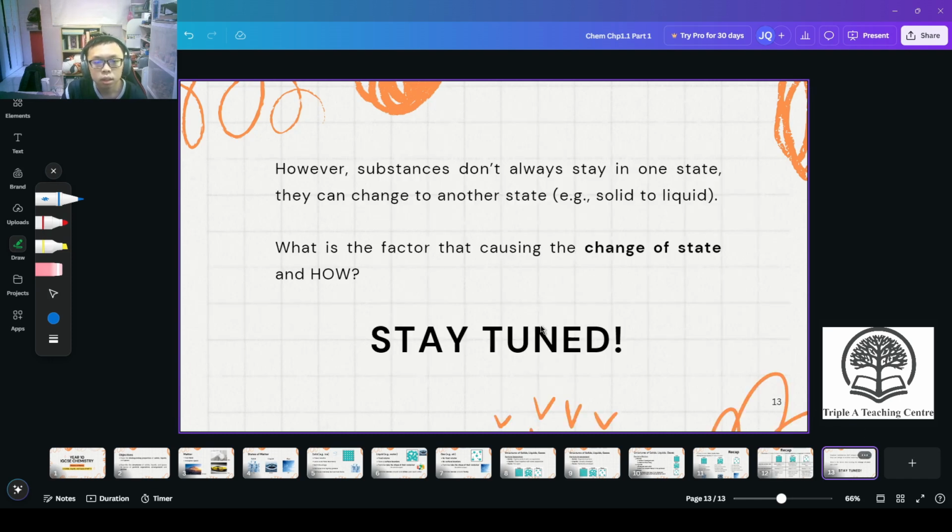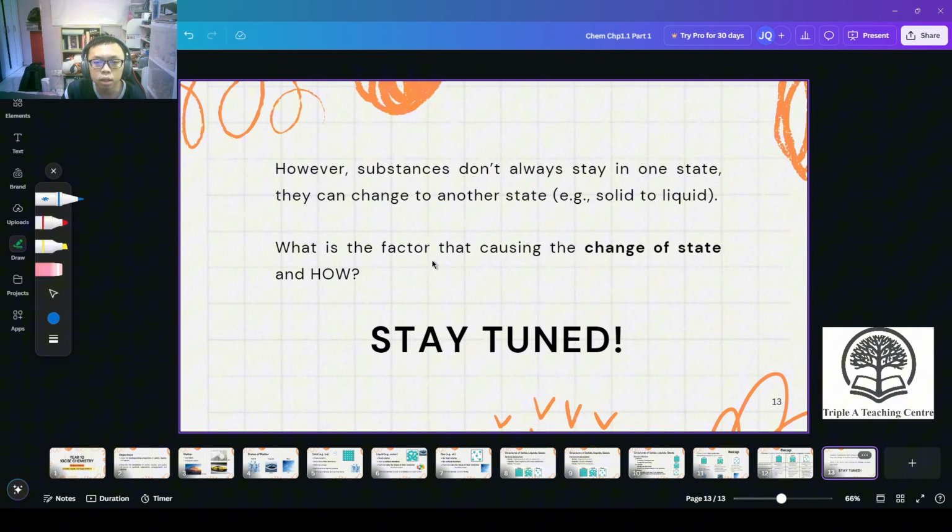Okay. However, substances don't always stay in one state, right? Not always staying solid or always staying liquid. It can change to another state, like solid to liquid, liquid to gas, gas to solid again, solid to gas again. What is the factor that causes the change of state, and how? Yeah, a bit of a spoiler. Okay. Actually, the temperature. The temperature is affecting it.